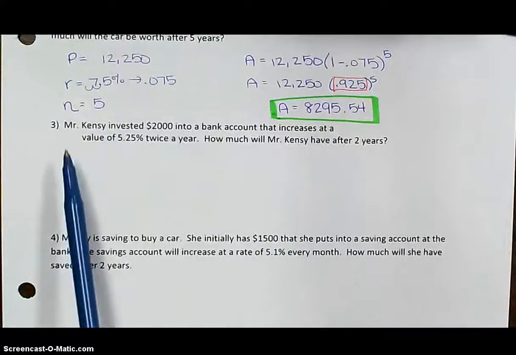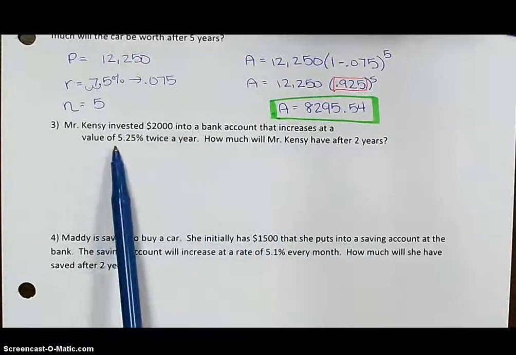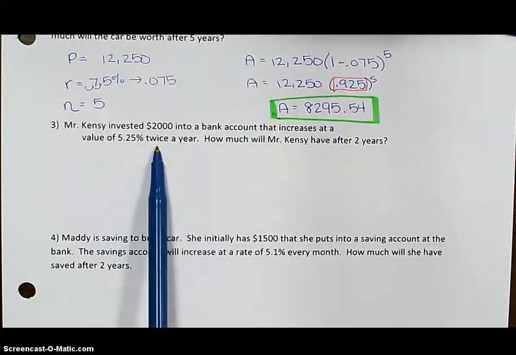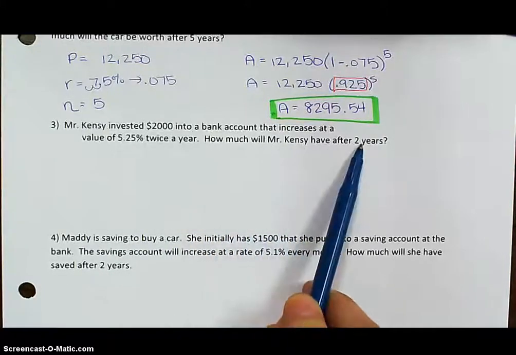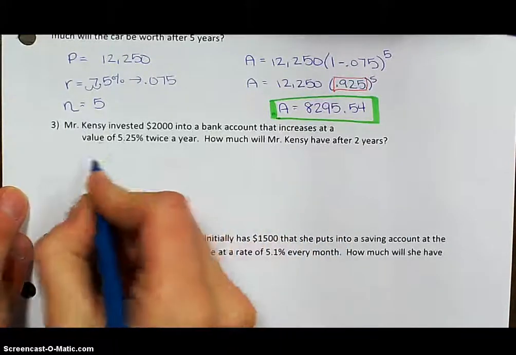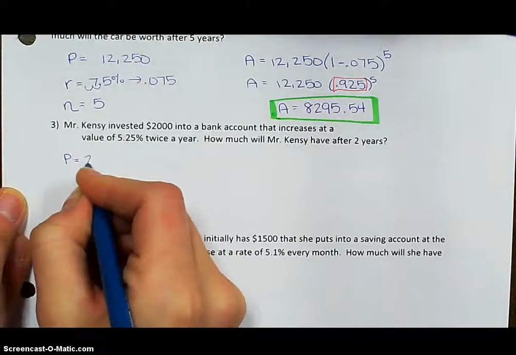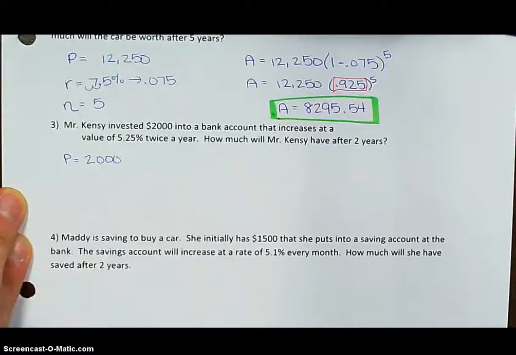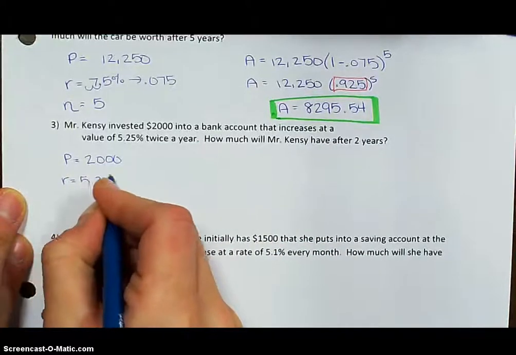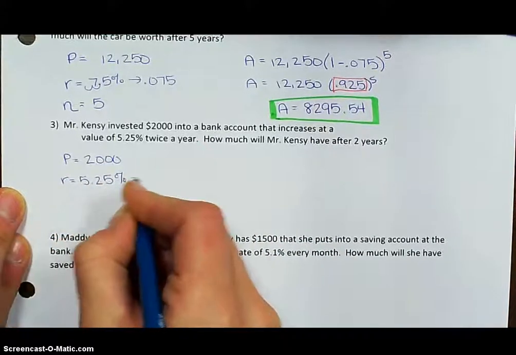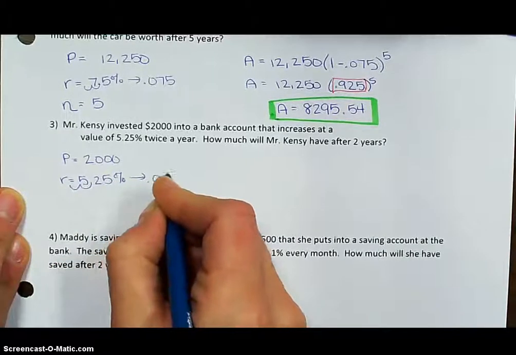All right, number 3. Mr. Kenzie invested $2,000 into a bank account that increases in value at 5.25% twice a year. How much will Mr. Kenzie have after 2 years? All right, well, let's go ahead. So here we have our principal. Mr. Kenzie is starting with $2,000. Okay, it's increasing at a value of 5.25%. Now we have to move the decimal over to get our rate, so that goes over 1, 2, so this becomes 0.0525.